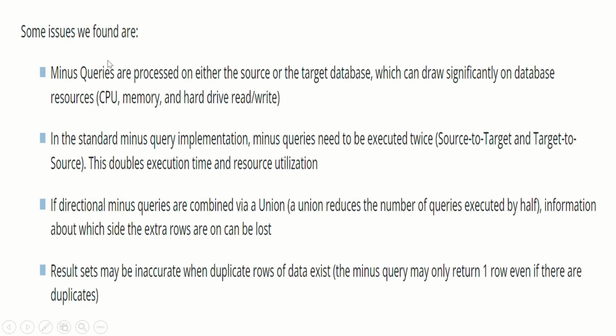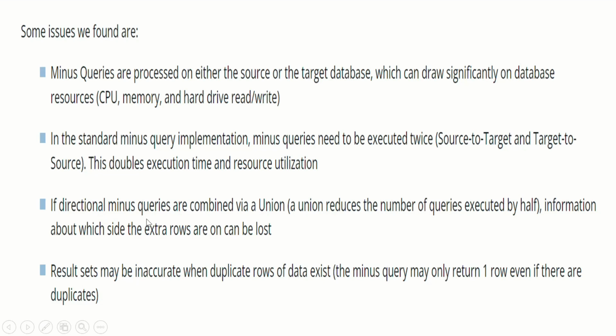So some issues we found are: minus queries are processed on either the source or the target database, which can draw significantly on database resources, that is CPU, memory and hard drive read-write processes. In the standard minus query implementation, minus queries need to be executed twice, that is source to target and target to source. This doubles execution time and resource utilization.